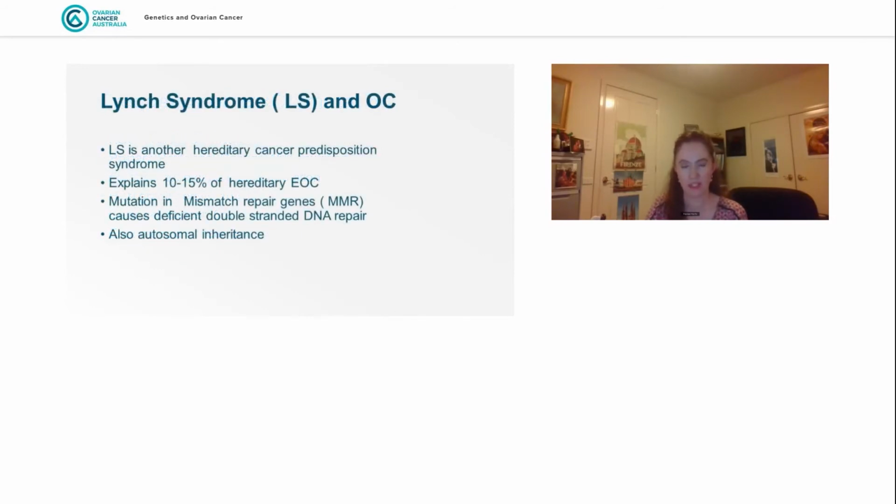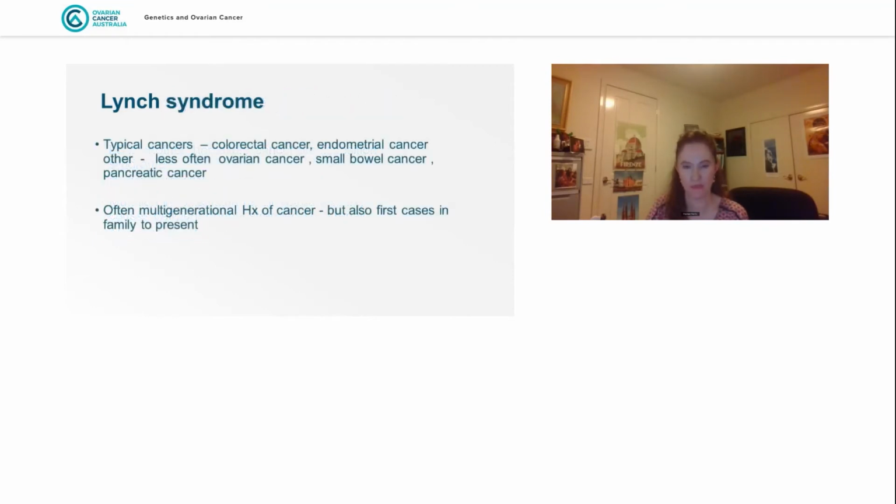So just moving on from BRCA1 or 2 to Lynch syndrome, which is a hereditary cancer predisposition that explains a smaller proportion than BRCA of hereditary ovarian cancer. This is due to a mutation in one of a number of so-called mismatch repair genes that are also involved in DNA repair and also have autosomal dominant inheritance, meaning you just need to inherit one altered copy to have that predisposition for cancer. The typical cancers for this condition are colorectal and endometrial cancer, and ovarian cancer is less frequently observed.